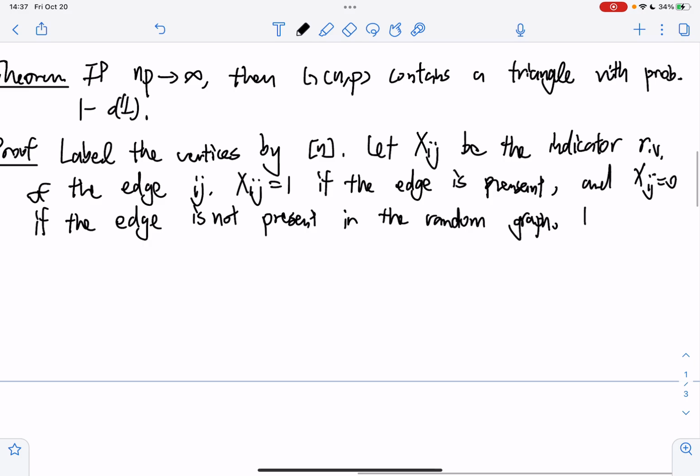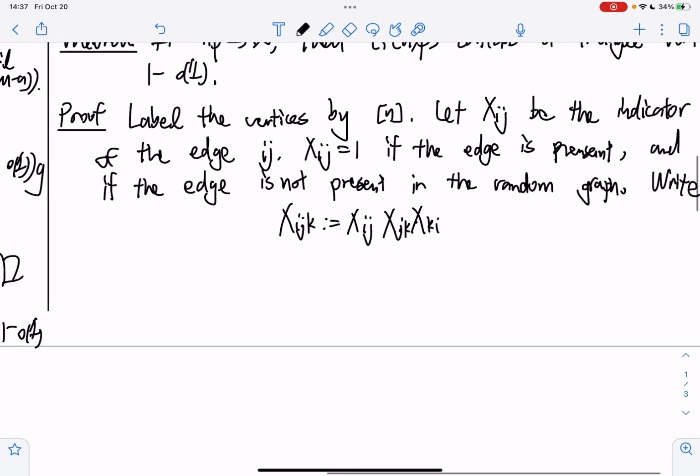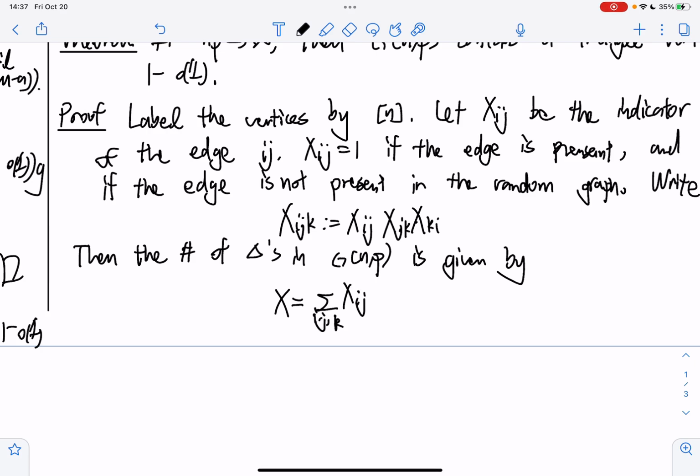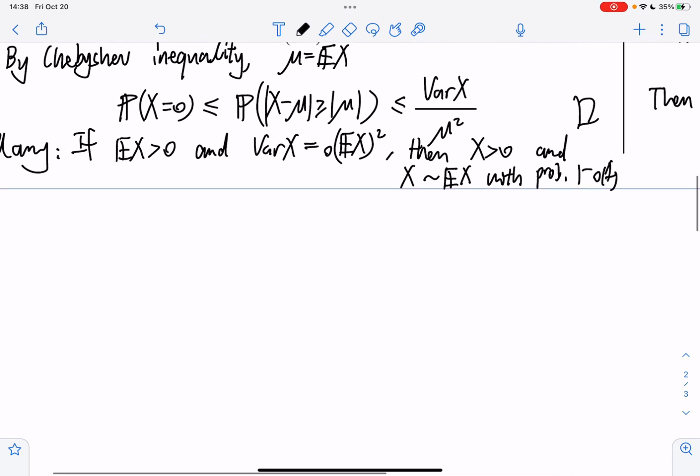And we can write x sub ijk defined as x sub ij times x sub jk times x sub ki. Then the number of triangles in the random graph is given by the sum over all such ijk, all triples, of their indicator function. Now we can compute the variance of x.